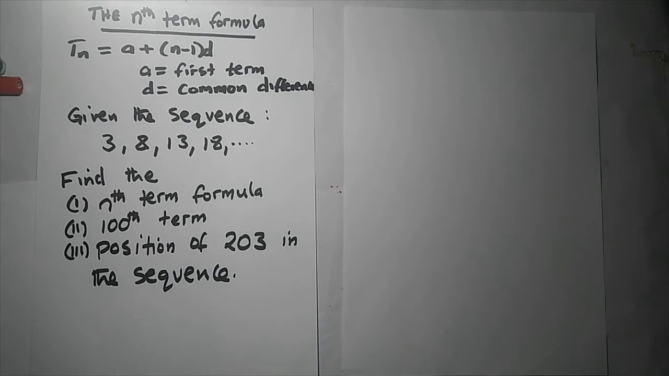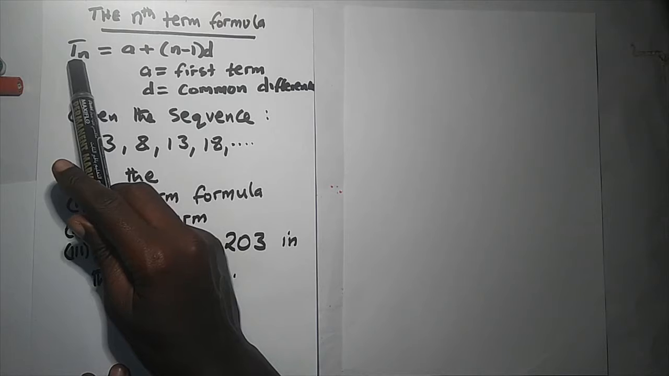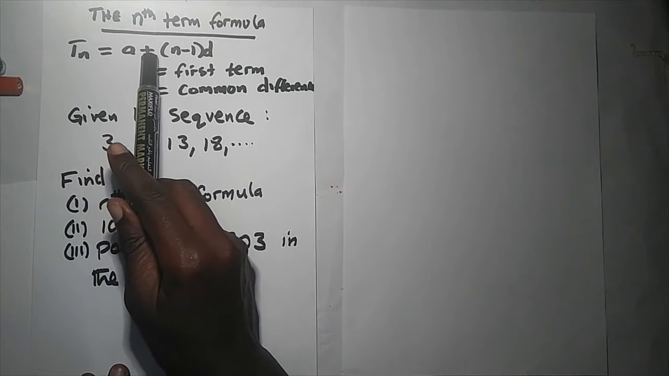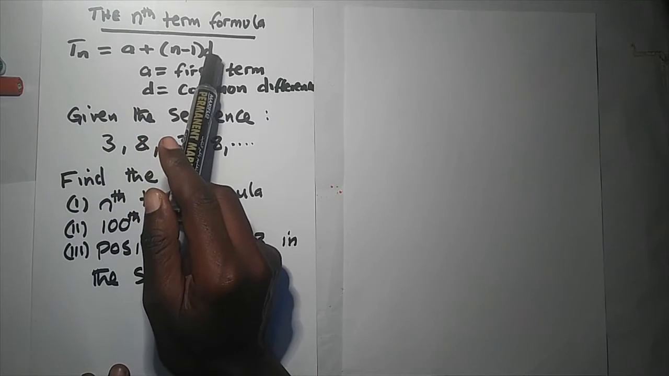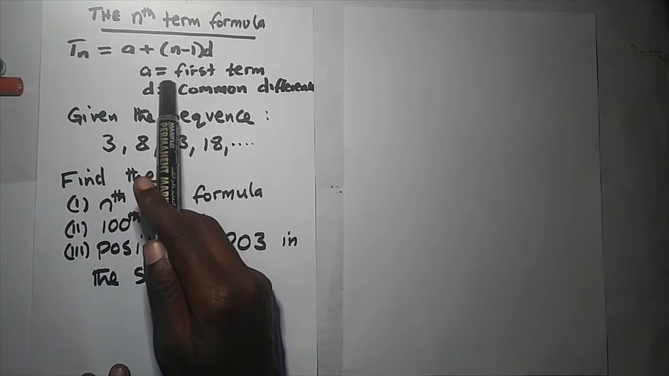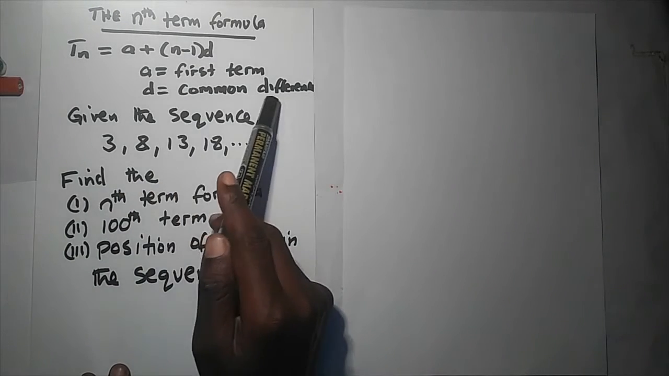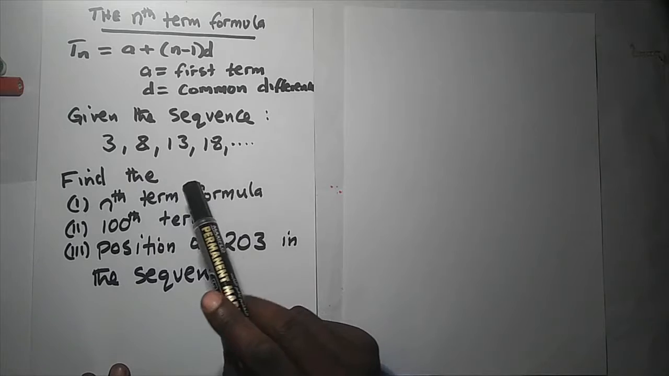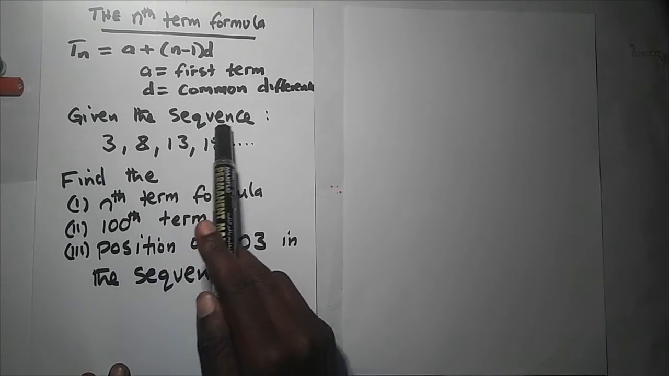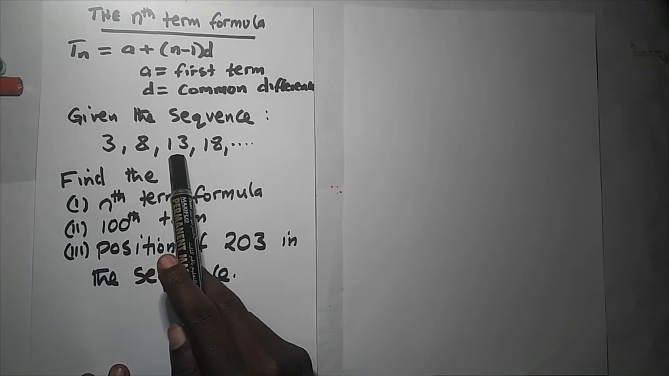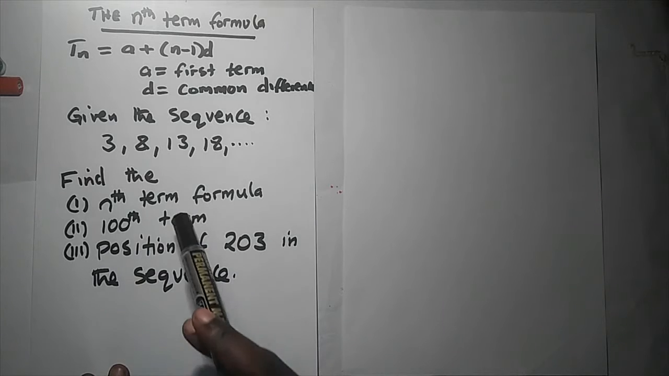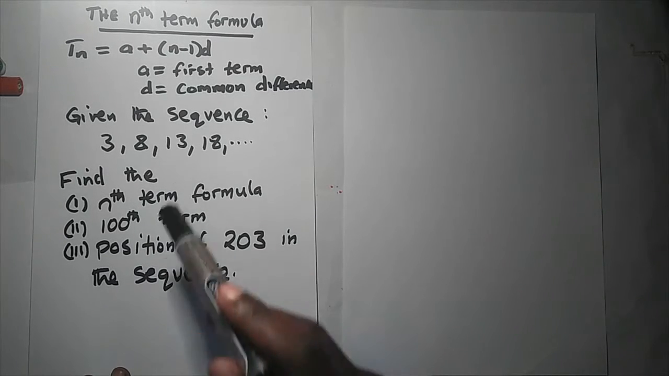Hello friends, I now want to show you how to find the nth term formula of an arithmetic sequence. The nth term formula of an arithmetic sequence is given by Tn = a + (n - 1)d, where a is the first term and d is the common difference. So here is a question. Given the sequence 3, 8, 13, 18, find the nth term formula of this sequence.